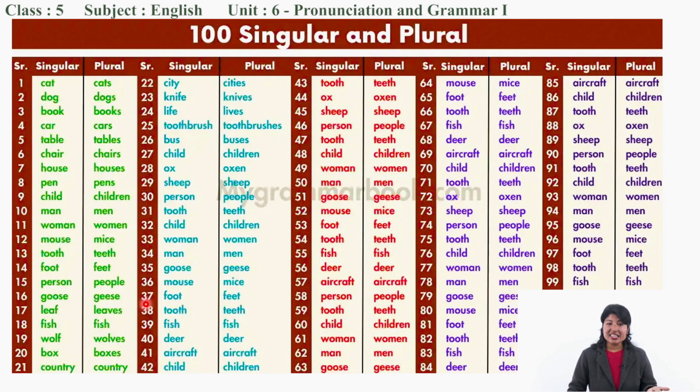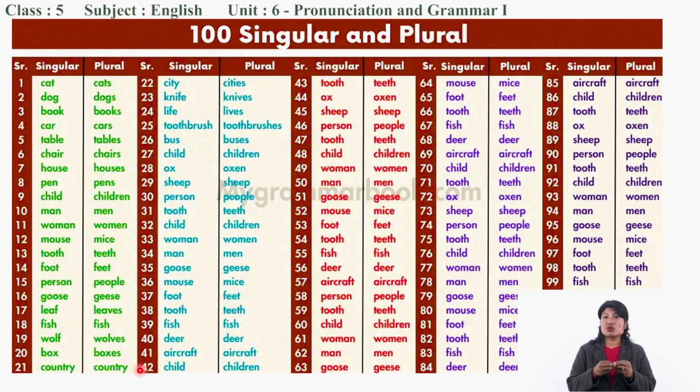Goose, geese. Leaf, leaves. Fish, fish. Wolf, wolves. Box, boxes. Country, countries. Okay, you might be wondering, how does this singular and plural work? For that, we are going through it one by one.